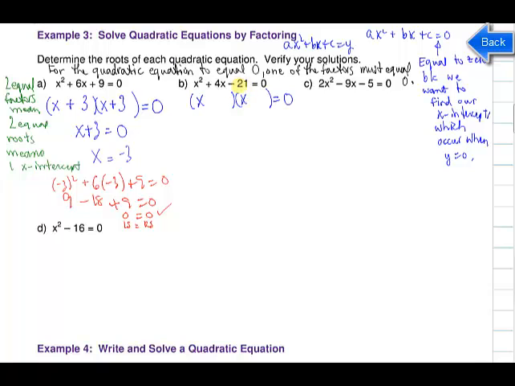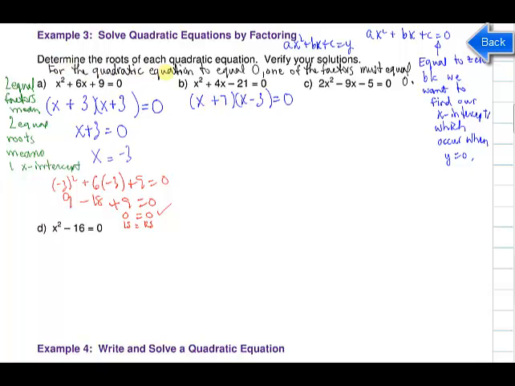What factors of negative 21 will give me 4? You should get positive 7 and negative 3. Check that it's right. 7 times negative 3 is negative 21. 7 plus negative 3 is positive 4, so you know you are correct.